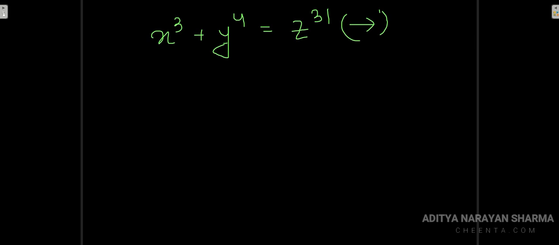Okay, let's try an equation which came in a previous RMO, that is Regional Mathematical Olympiad. So a problem of the kind x cubed plus y to the power 4 equals z to the power 31, where x, y, z were given as positive integers and you needed to find solutions, and you needed to prove that the number of solutions of this equation is infinite.